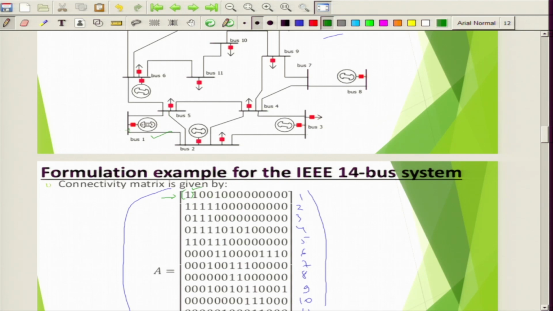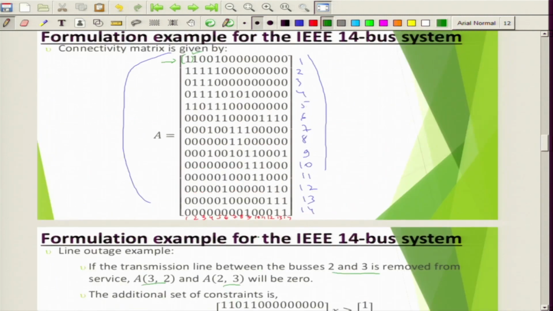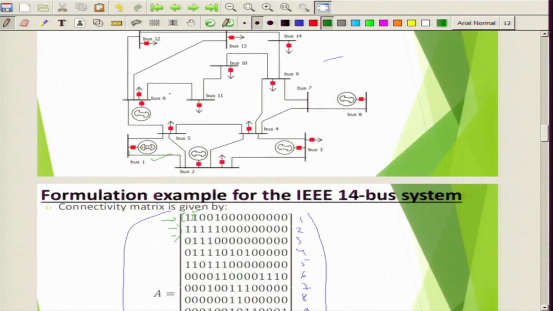So, on this note we will complete this connectivity matrix A for all the 14 buses, and then let us consider a line outage example. If the transmission line between buses 2 and 3 is removed from service, A32 and A23 will be 0 obviously. So, the A32 entry and A23 entry would be 0. So, the additional set of constraints is now, take 2 and 3, and redo the analysis. If you see 2 and 3, this line is being disconnected, now this line does not exist.